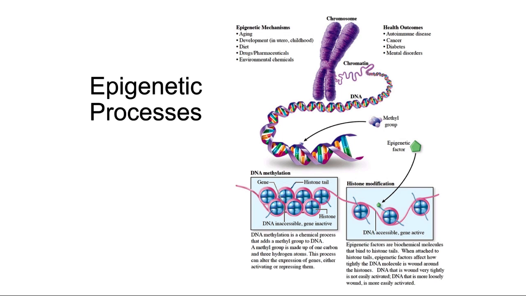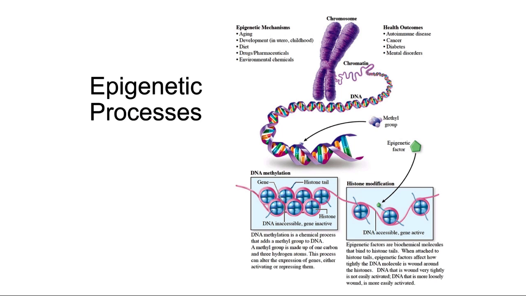DNA methylation is a chemical process that can add a methyl group to DNA. That's simply a carbon and 3 hydrogen atoms. Basic organic chemistry. This process, however, can alter the expression of genes, either activating or repressing them. And so remember, genetic expression is how proteins are created, and it's a really important part of how our memories are formed or stored. So this change in DNA expression and protein expression is an important consideration in terms of how drugs might be affecting the brain.